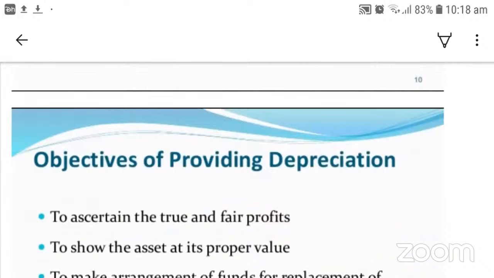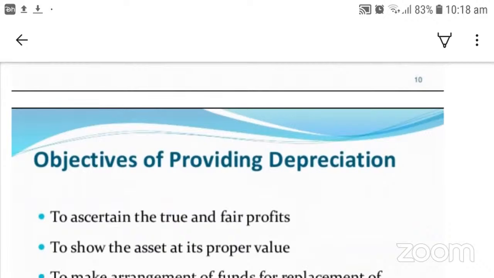Okay. Objectives of providing depreciation. To ascertain the true and fair profits, every business organization wants to know the complete true financial position of the organization. For that, actual profit will be known by creating this depreciation, and all expenses and losses we will record, and incomes and expenditure also we will record for that depreciation.